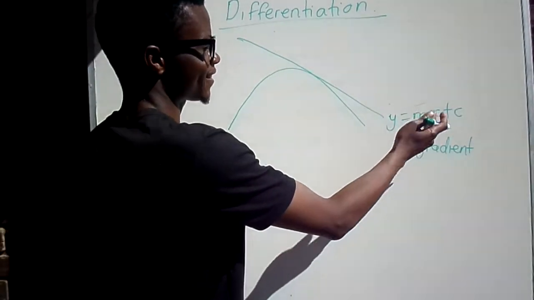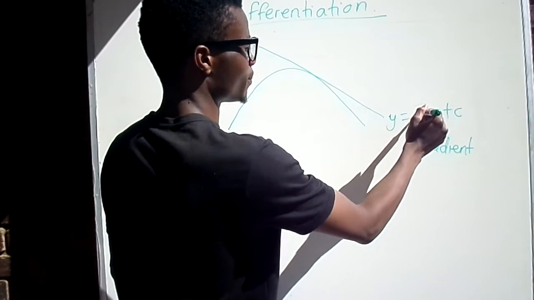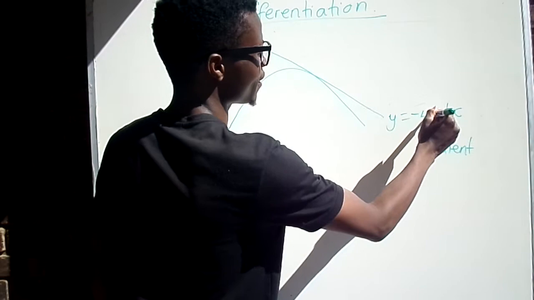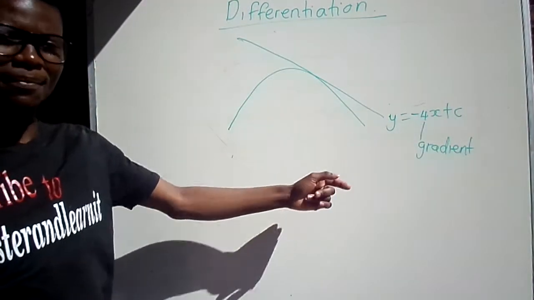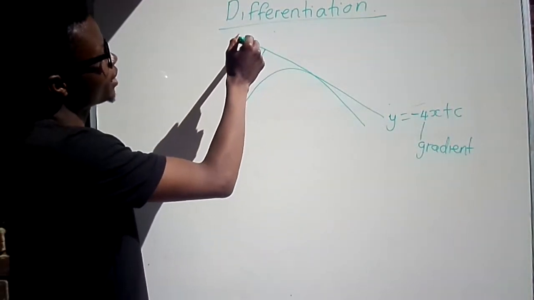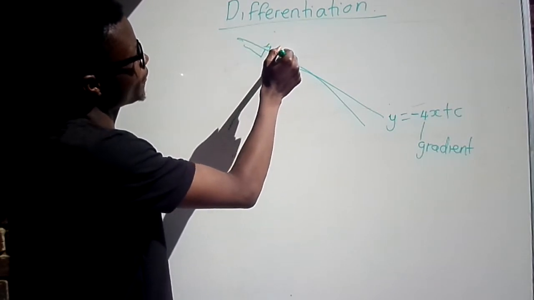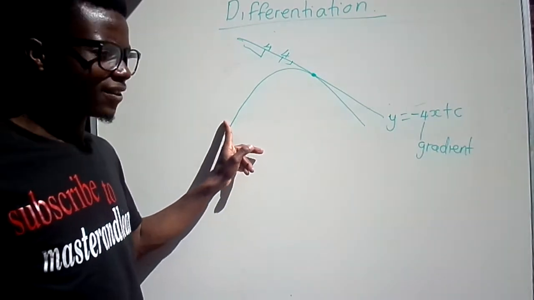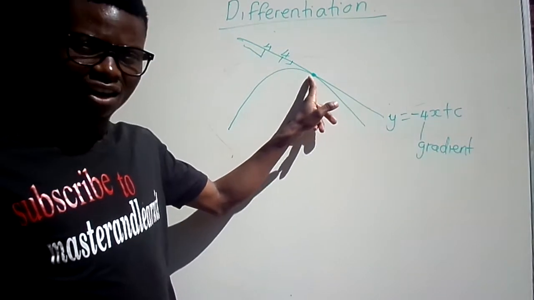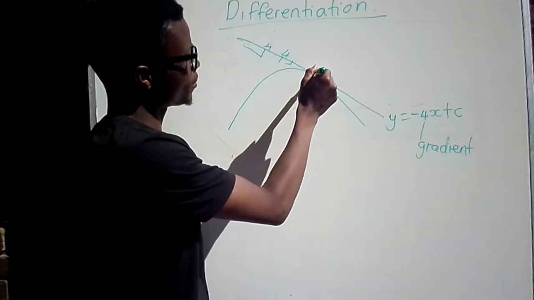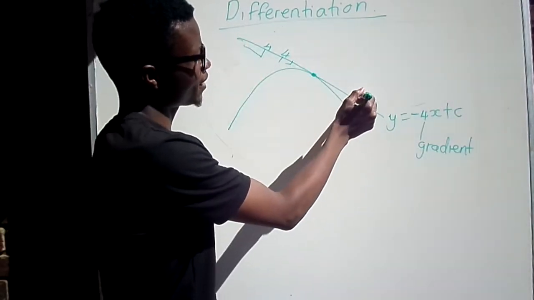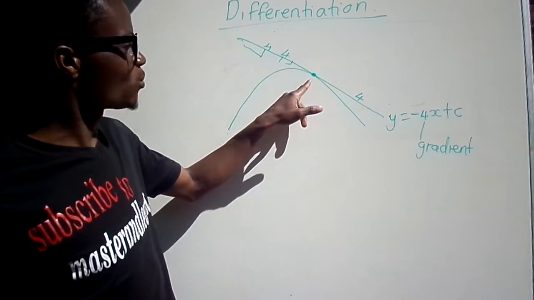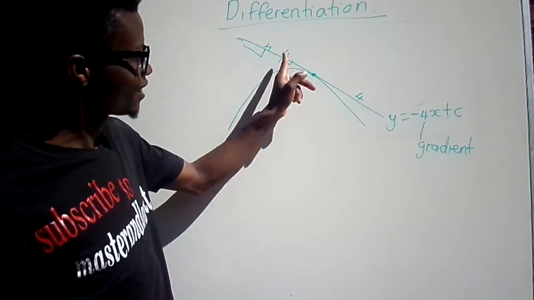So suppose, let us say this gradient is 4 per se. Let us just say our gradient is negative 4 because it's a decreasing function. So that means at every point here we have a gradient of 4. Notice that at this point, the curve and the straight line touch. So what do you think is the gradient at this point? If the straight line is having a gradient of 4 throughout, what will be the gradient of the curve at the point where it touches or is a tangent to the straight line?